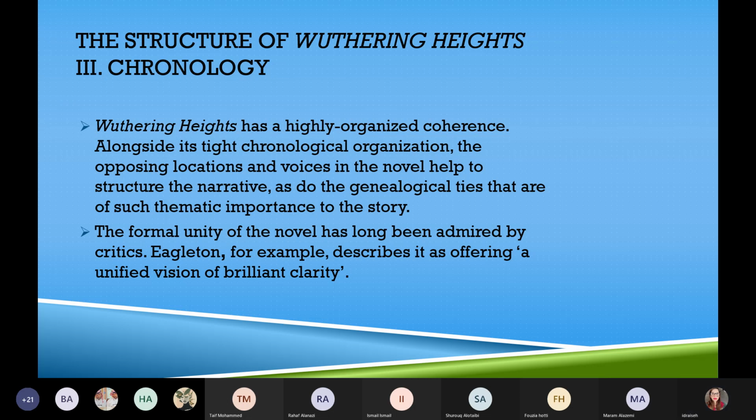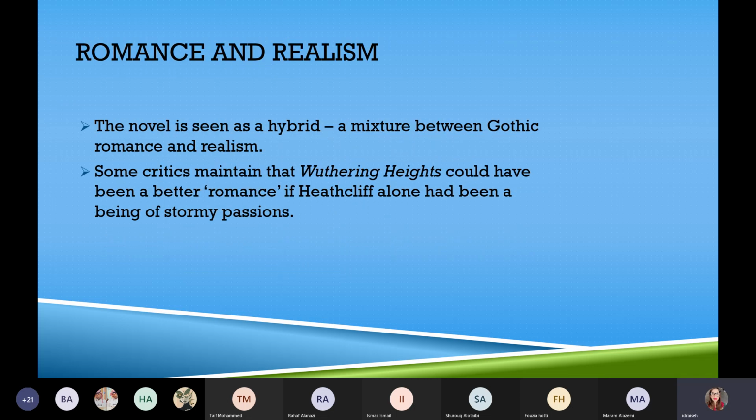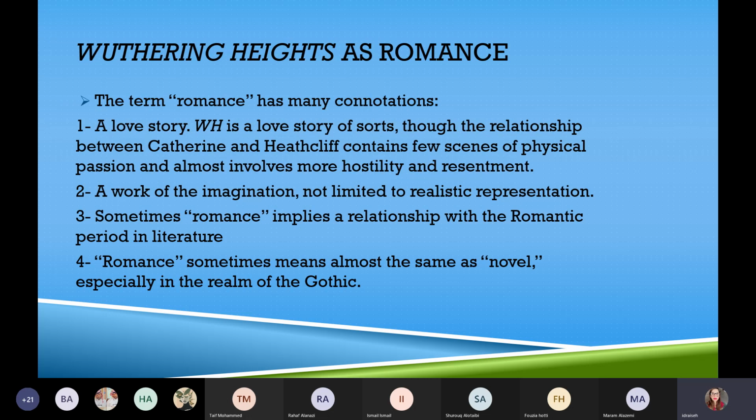All right, let's see if there's anything here that is important. Right, romance and realism. The novel, like I said, is considered a hybrid. It's a mixture of Gothic romance and realism. It has the elements of all these three genres. A lot of the critics say that Wuthering Heights could have been a better romance if Heathcliff alone was the one who is weird with stormy passions. But again, we also have a female character, who does not fit in terms of romances.